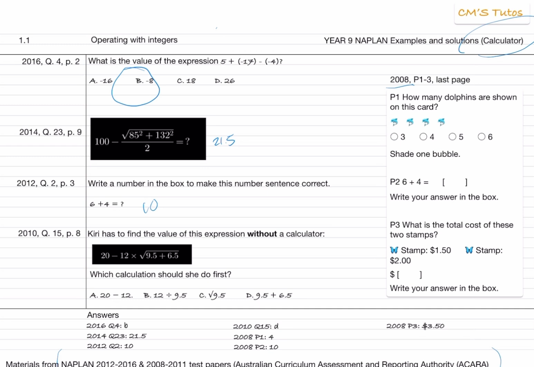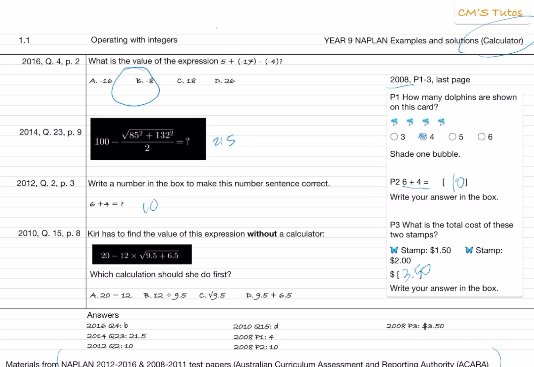So yeah, just 4, you just shade that in. And 6 plus 4 also comes in the practice question on the last page. Or you could just write that answer in. What is the total cost of these 2 stamps? And again, these are all practice questions. In 2010, question 15, page 8, you'll be able to see another question about this one.